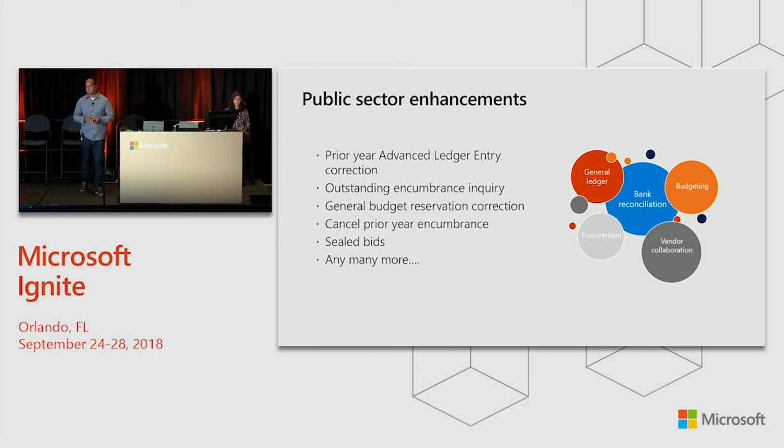With the public sector enhancements, we are getting 100+ features. Some of the enhancements that I can talk about today are things like prior year advanced ledger entry corrections. You'll be getting that. Canceling any prior year encumbrance, you'll be getting that, and you'll be getting things like sealed bid. The functionality spans across the modules for this one. It is across general ledger, bank reconciliation, procurement, vendor collaboration, and so on and so forth.